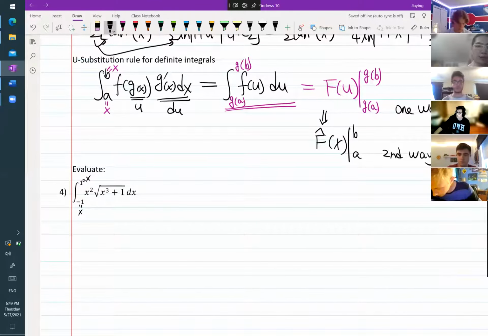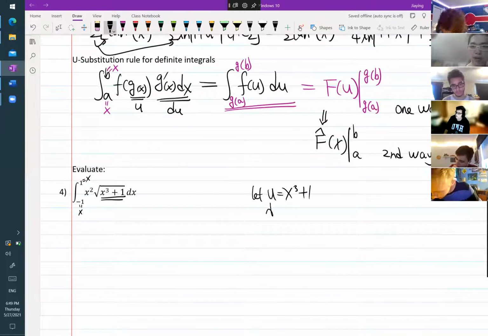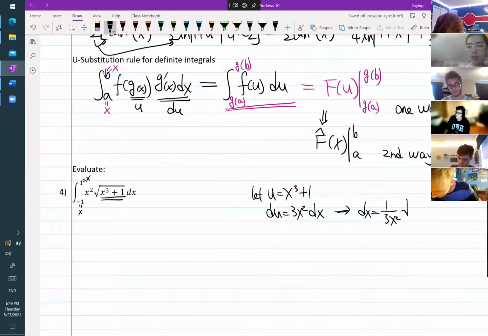So from here, I'm going to use substitution. I'm going to let x cubed plus 1 equal u. And du will be 3x squared dx using the chain rule. Then solve for dx, so dx is equal to 1 over 3x squared du. Now I'm going to substitute for dx and for x cubed plus 1.